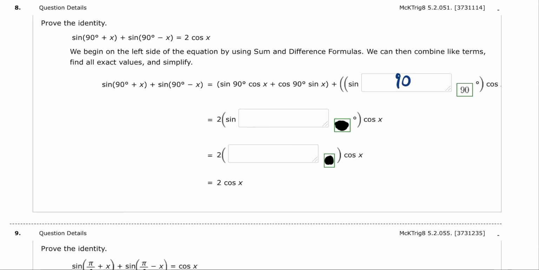All right, so over here it looks like it's getting cut off, so it's kind of hard to tell what's happening, but this is going to be 90 degrees. So there it is, 90 degrees. And then the sine of 90 is 1.